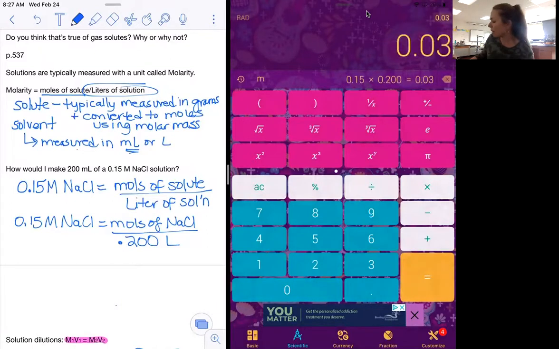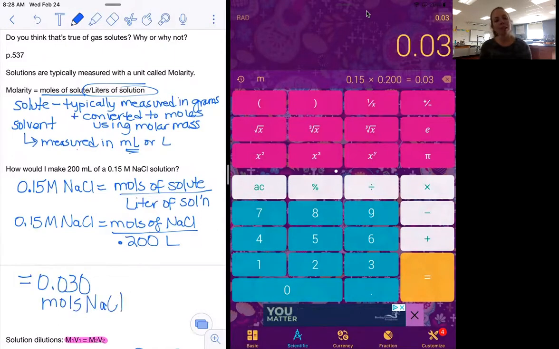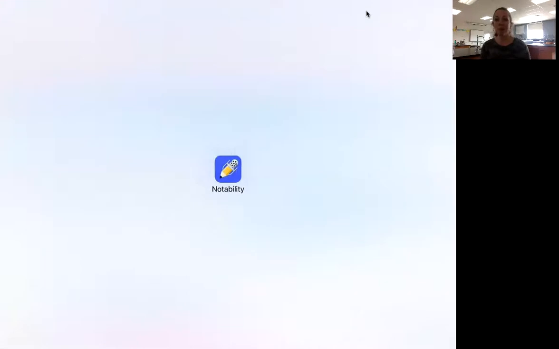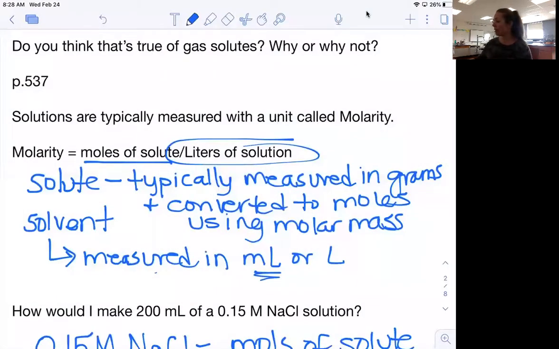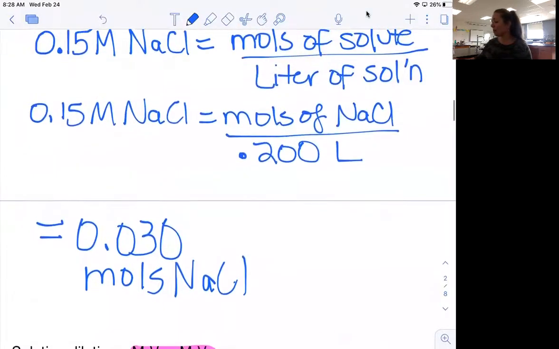And so what I'm going to get there is 0.03. And I can actually have two sig digs, so I'm going to add a 0 on there. All right, moles of NaCl. So that's how much solute I need. But again, I don't have anything to measure that, do I? I don't have a mole meter. So knowing that I need 0.030 moles of NaCl, that's nice, but I can't measure that.